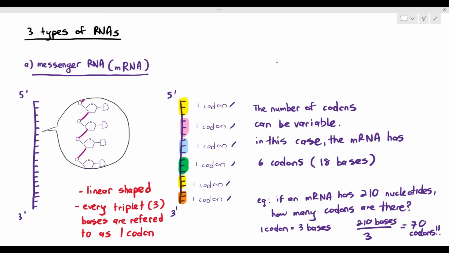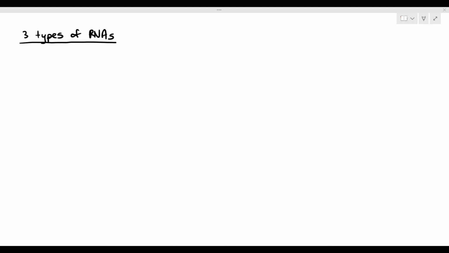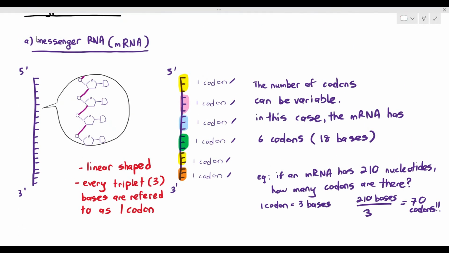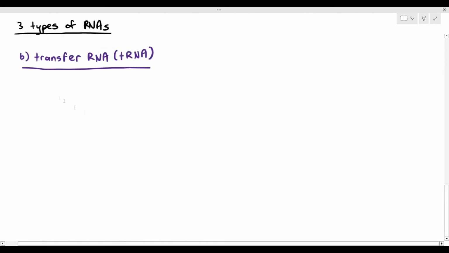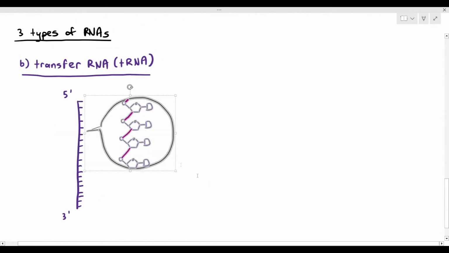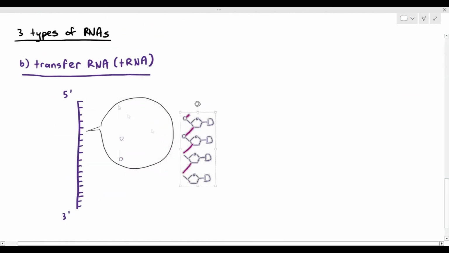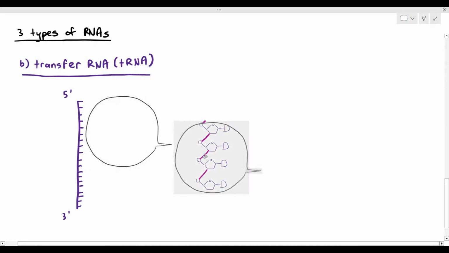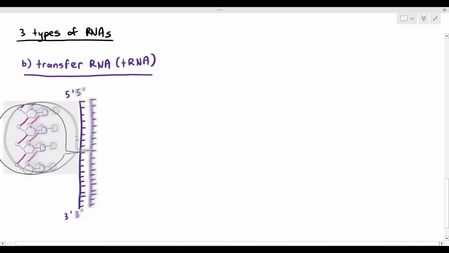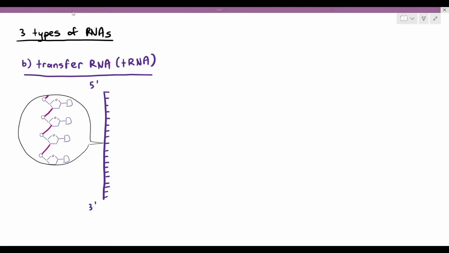That's just basically it. Now, the second type of RNA that we're going to be looking at is something called transfer RNA. Now, if we were to draw out the linear shape of transfer RNA, you will notice something very interesting. It looks quite similar to mRNA. But at the 3 prime end, which I've highlighted, the bases are fixed. The bases are C, C, and A.